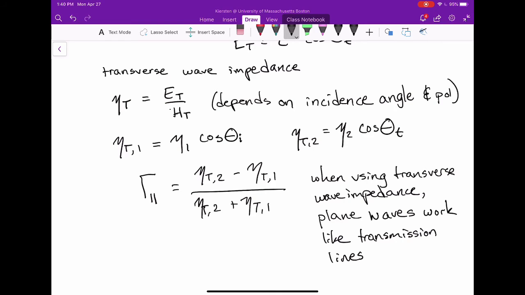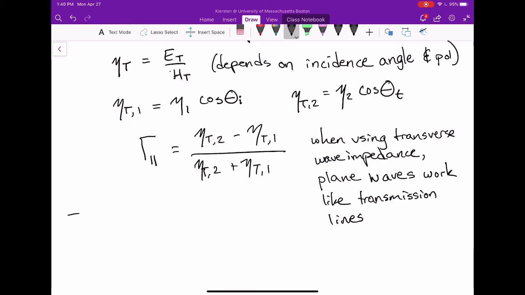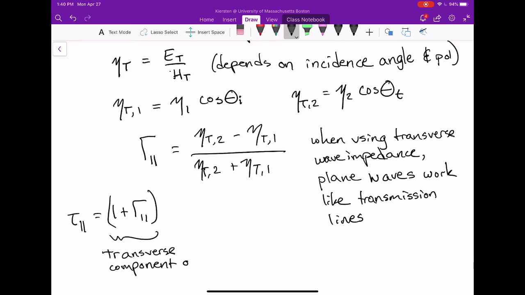The transmission coefficient for parallel polarization is a little bit different because it's 1 plus gamma parallel, and what this gets you is the transverse component of the transmitted electric field. So if you want the actual amplitude of the transmitted electric field, you need to multiply by cosine theta t divided by cosine theta I.